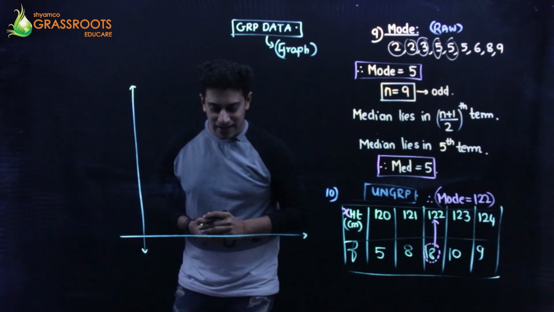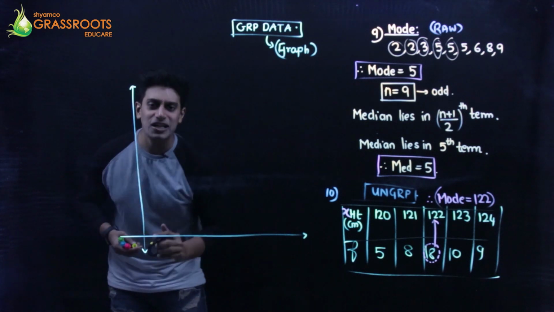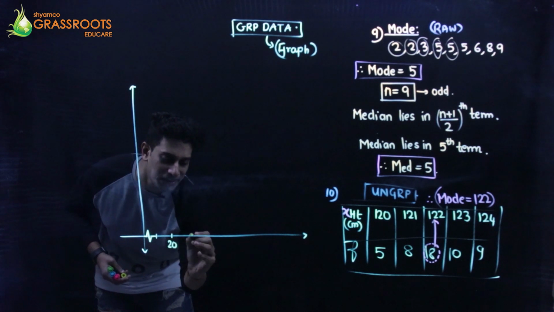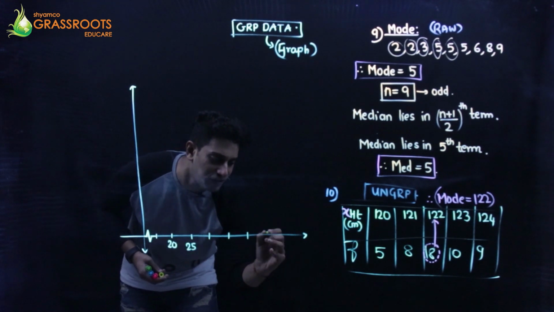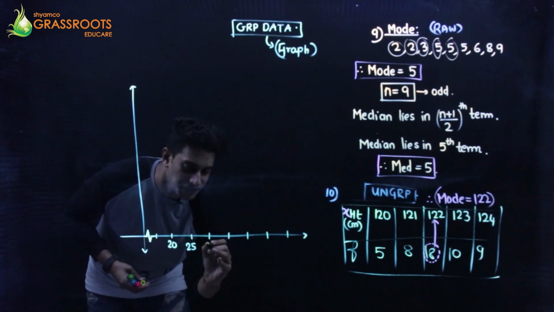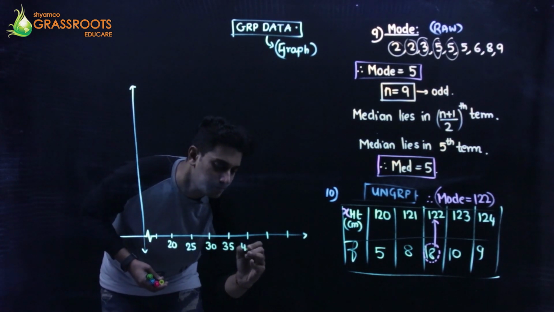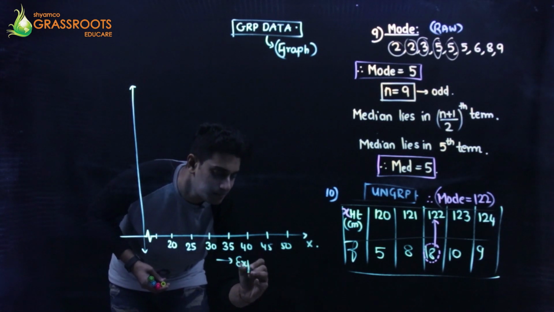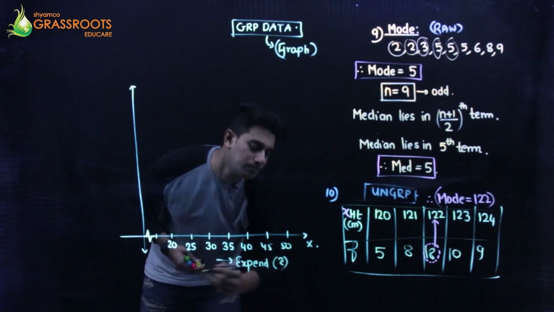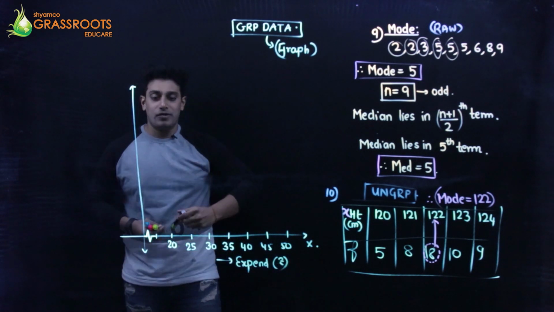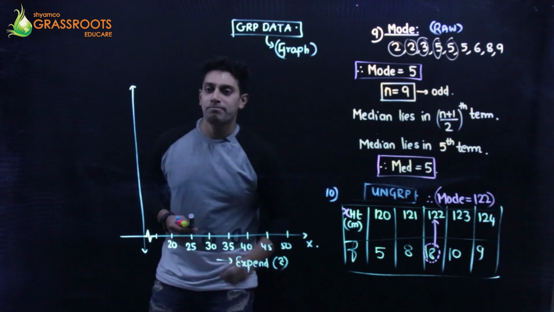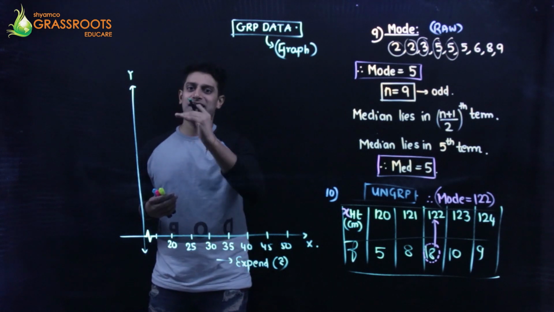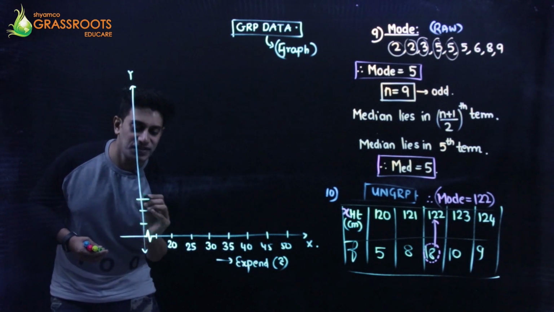The question is expenditure 20 to 25. It starts from 20. So a king to start with. This will be 20, 25, 30, 35, 40, 45, 50. It's going up till 50. And that is going to be the expenditure in rupees. On the y-axis, the maximum is going up till 23. You can take a gap of 2, 4, 6 and so on.